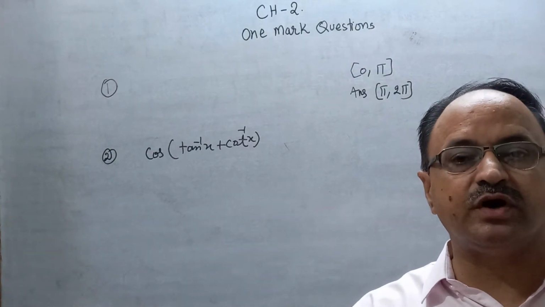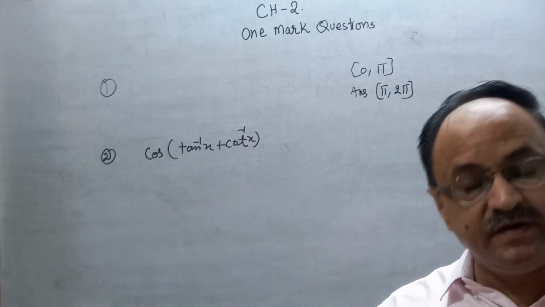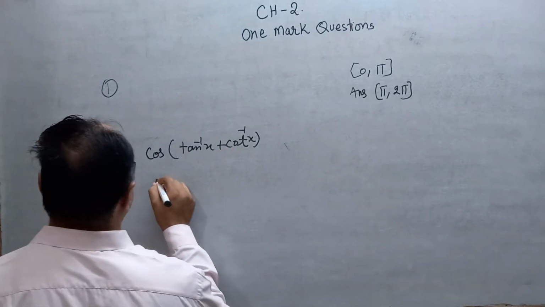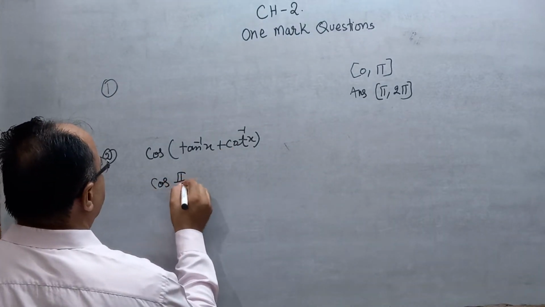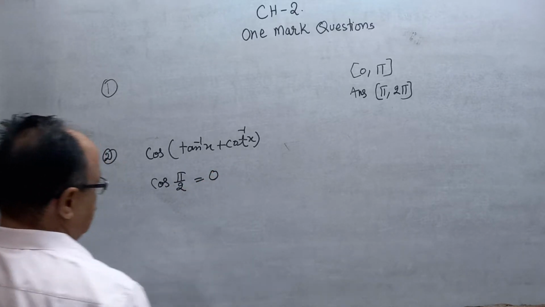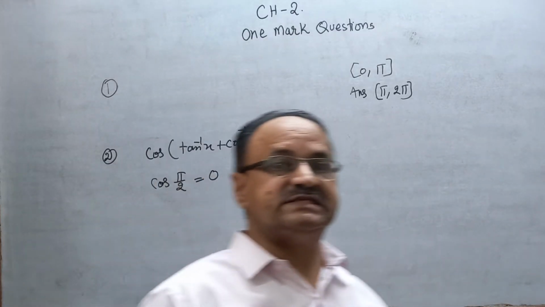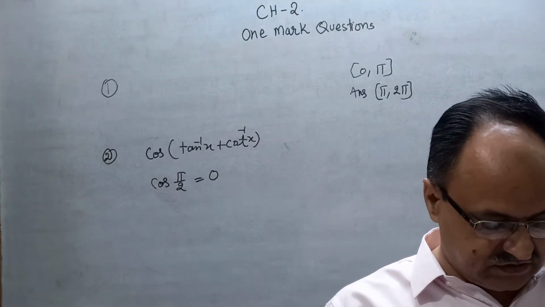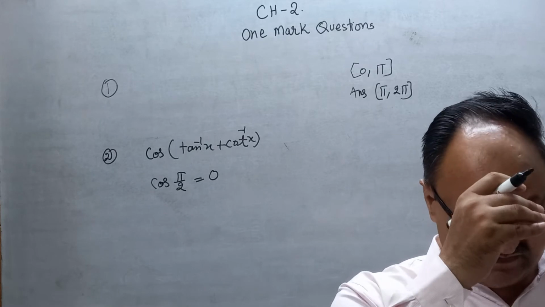Tan inverse x plus cot inverse x formula, a very important formula, is pi by 2. In this place you can write pi by 2. And cos 90, the value of cos 90, you know, is 0. Clear? This is a very important result.